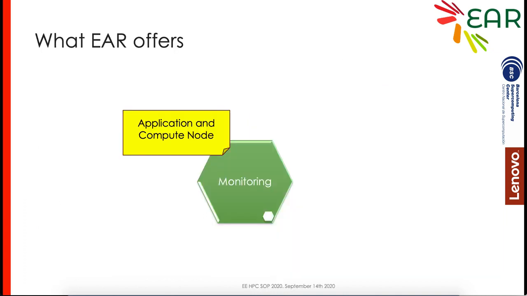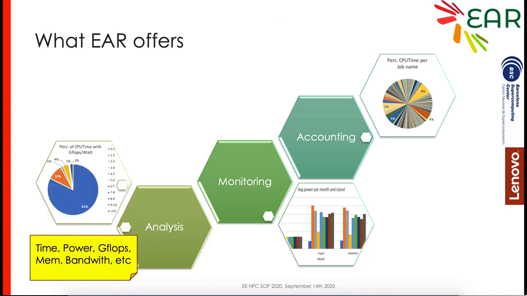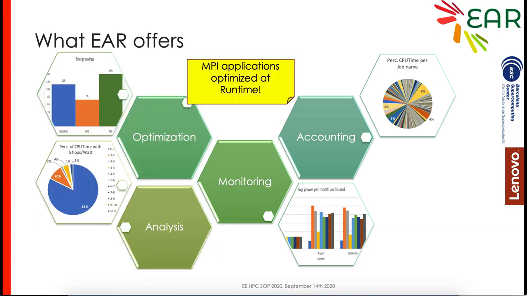Summarizing, at the core of EARL there is a powerful monitoring system. Using the information collected by these components, we provide energy accounting for all the jobs in the system. All that information is reported to a SQL database, and it's associated with the job ID and step ID of the scheduler. In this case, we offer EARL for Slurm. This information can also be used for later application analysis, but the most important thing is that all the information collected at runtime is used for application optimization. In particular, the EARL library offers energy optimization for MPI applications.